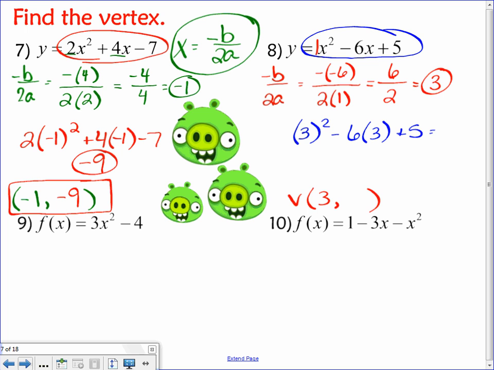And we should get -4. So my vertex is located at (3, -4).